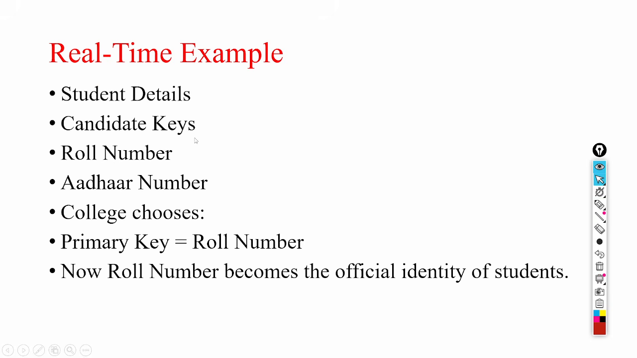One more example: there are some student details. What are the candidate keys in the student details? Roll number and Aadhaar number, these two attributes. The college chooses the primary key equal to roll number, because the roll number becomes the official identifier of the students.